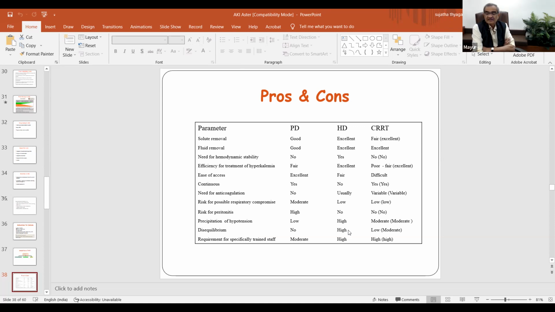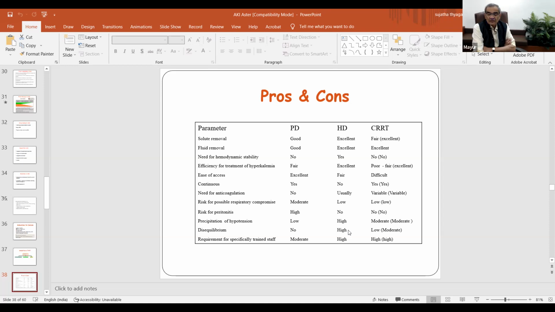Ease of access is a problem with hemodialysis as well as CRRT. You need good access. Hemodialysis is not a continuous process, whereas PD is more physiological. CRRT is also a continuous process. Hemodialysis requires anticoagulation, and there is a possible respiratory compromise with PD because you are putting in a lot of fluid into the abdomen. And also there is risk of peritonitis with PD.